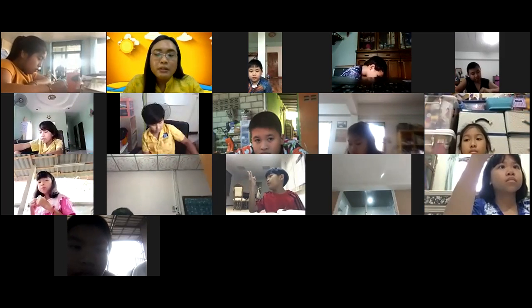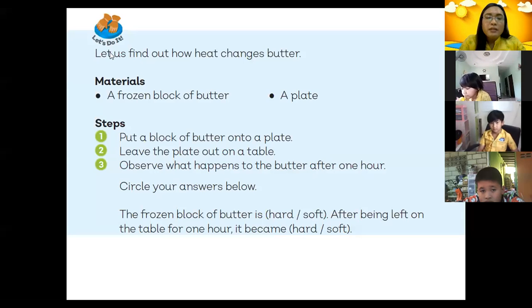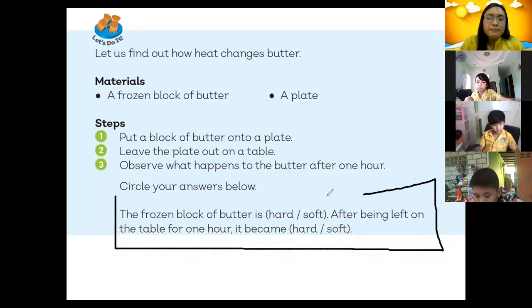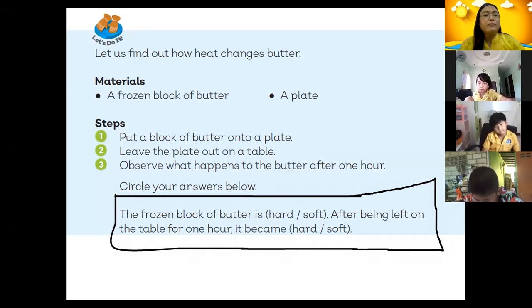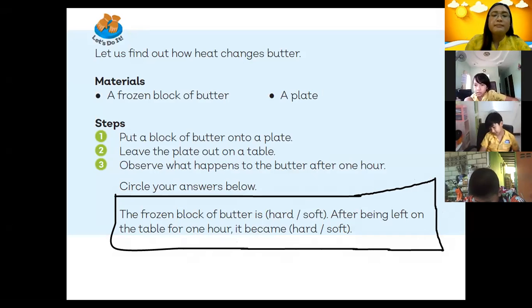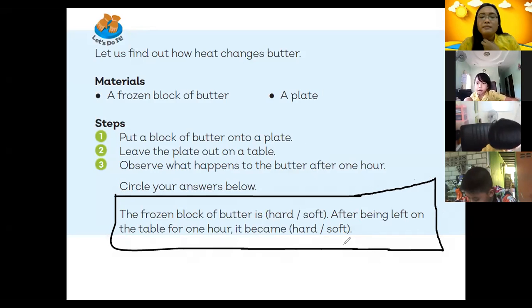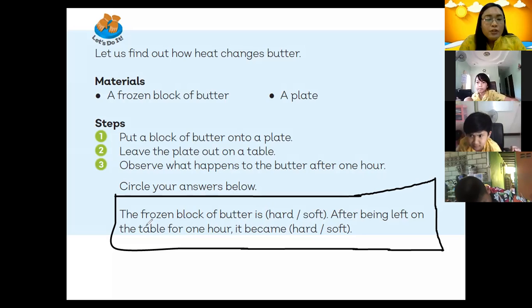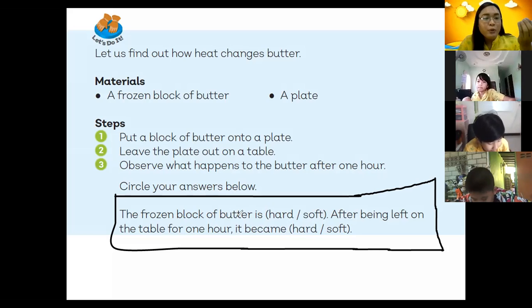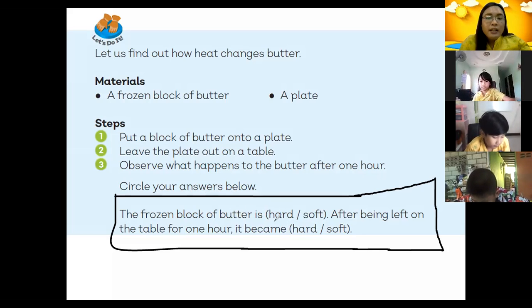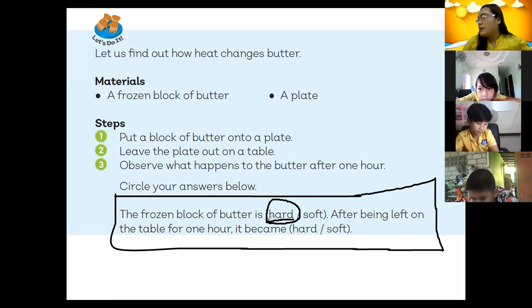Now let's go back to your book. There is a question here, class. Tamling, can you read this part? The frozen block of butter is soft after being left on the table for 1 hour, it became hot. No. So here, the frozen block of butter. If we put the butter in the freezer, it becomes hard. Underline, circle the word hard.